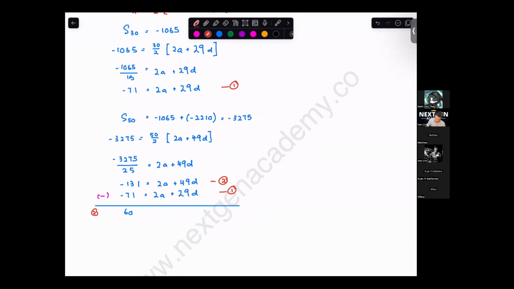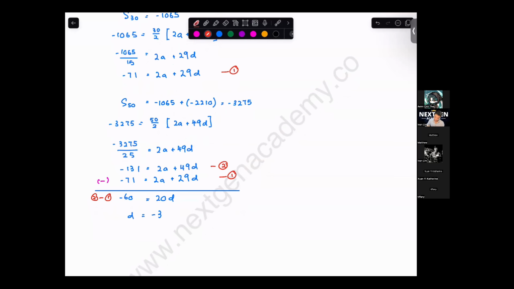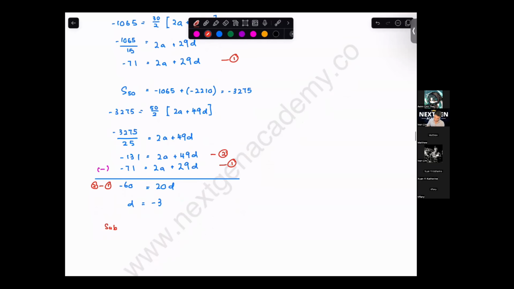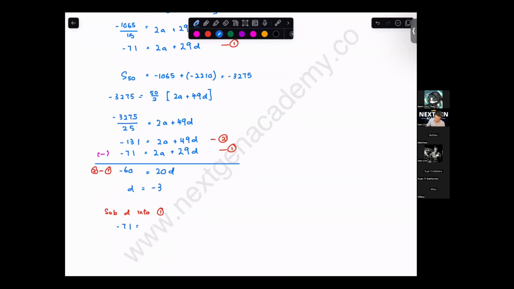Okay, we take this one, 2 minus 1. Here will be 49 minus 29 equals 20d. Right? Here is minus 60. Therefore, d is equal to minus 60 over 20, which is minus 3. Okay, then the next thing, I'm going to sub d into equation 1. Minus 71 equals 2a plus 29 times minus 3. Minus 71 plus 29 times 3. Okay, 16 equals 2a.